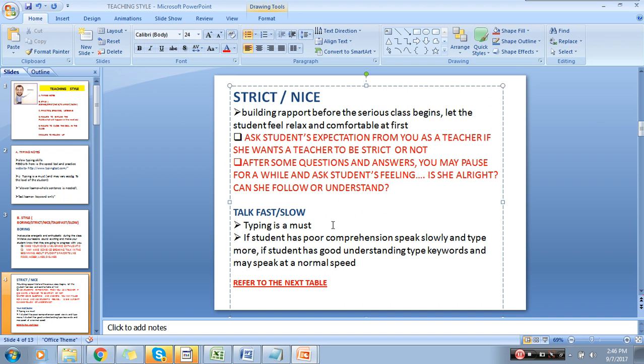Okay, next is talking fast or slow. So for this one, if you talk fast, well, you also need to type. Okay, and what you are going to do if your student has poor comprehension, speak slowly and type more. If your student has good understanding, type the keywords and you may speak at your normal speed. So we are going to refer to the next slide here.